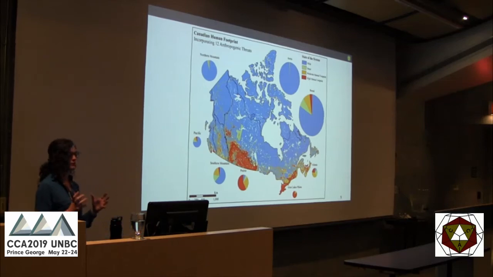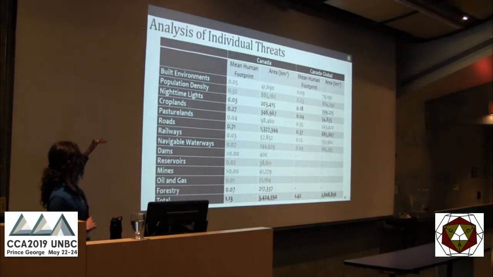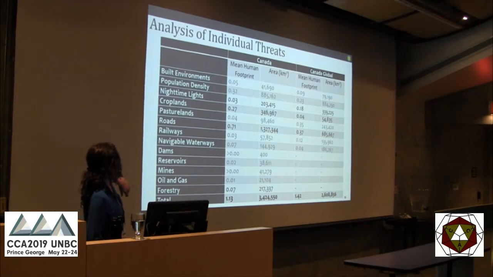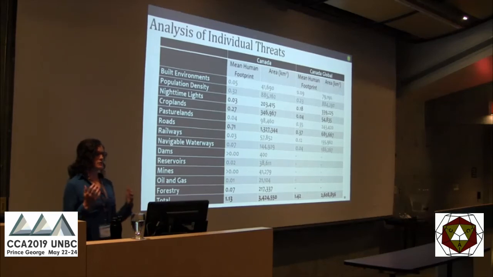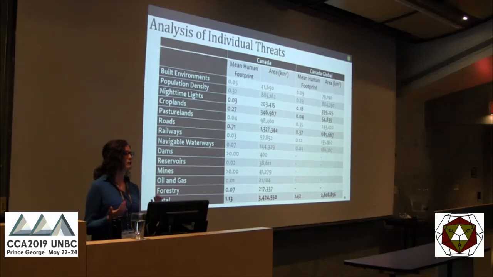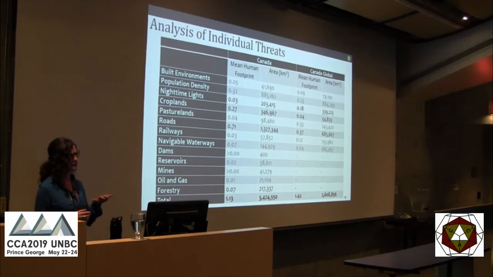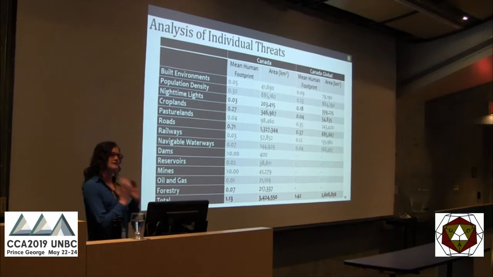So from here, what we wanted to do is look at the individual threats. So here's a table, and the lines with the wording in black are those lines I'll be talking a bit about. I wanted to compare how we are doing compared to the global analysis. The first column has our different anthropogenic threats, then the second set of columns has Canada, and the third set has Canada global.